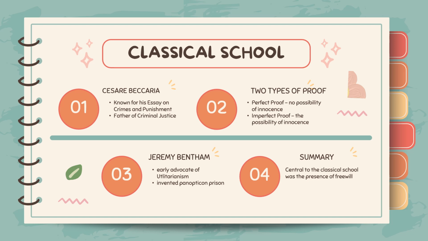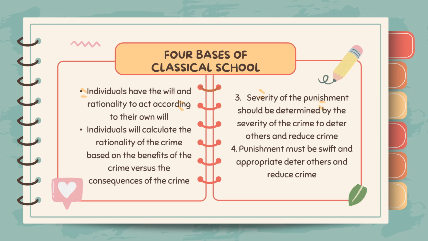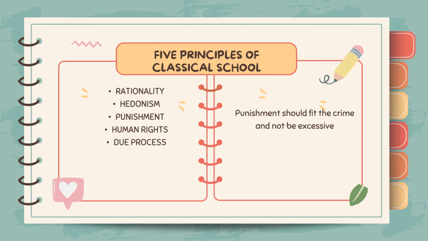And we have four bases of the classical school. Individuals have the will and rationality. Then individuals will calculate their rationality based on the benefits. And third, it addresses the severity of the punishment, wherein it should be determined by the severity of the crime to deter others and reduce crime, and punishment must be swift and appropriate to deter others and reduce crime. Then we have five principles of the classical school.